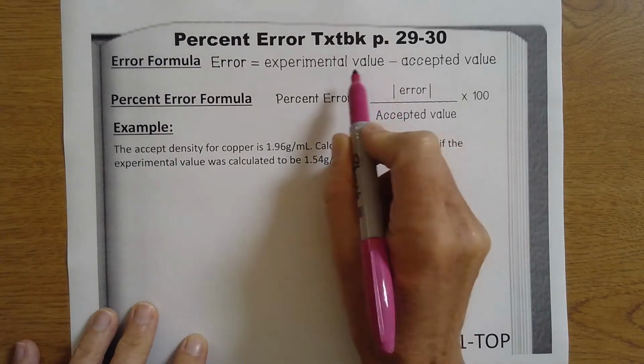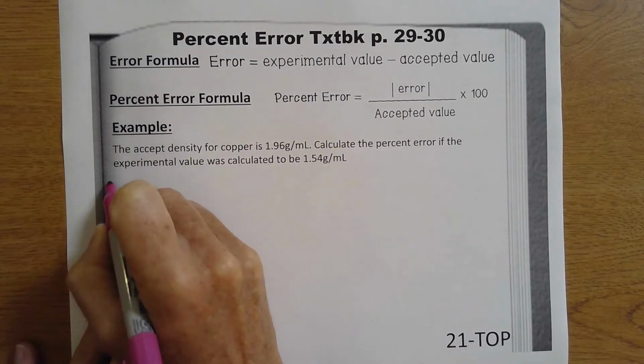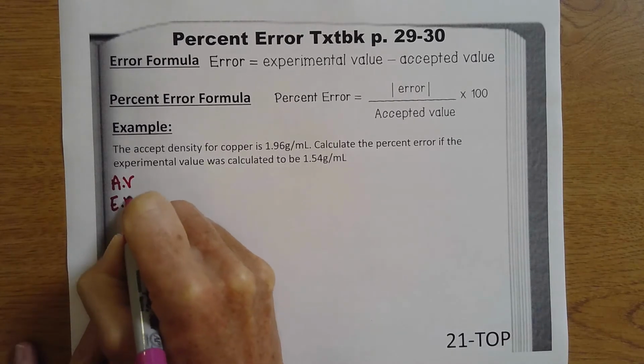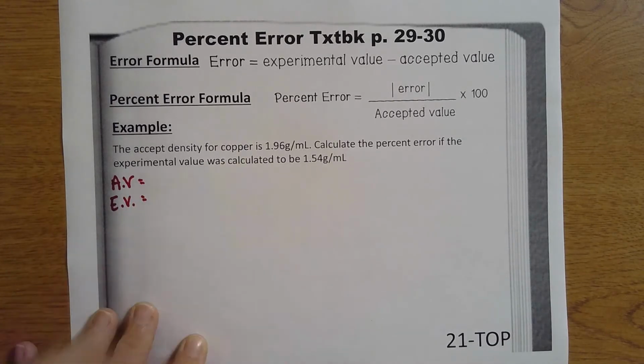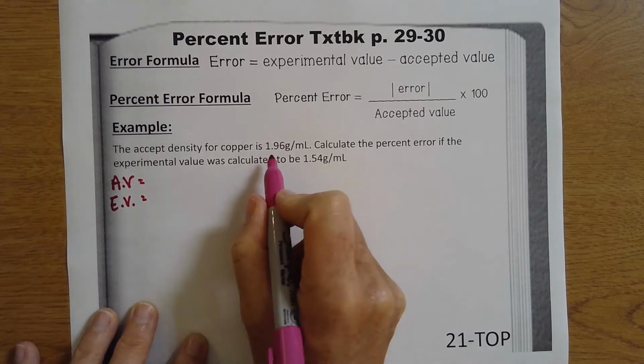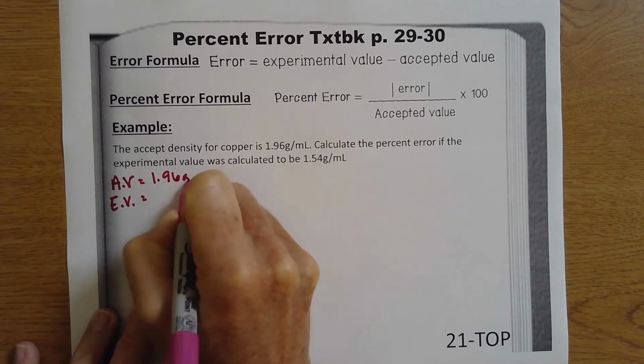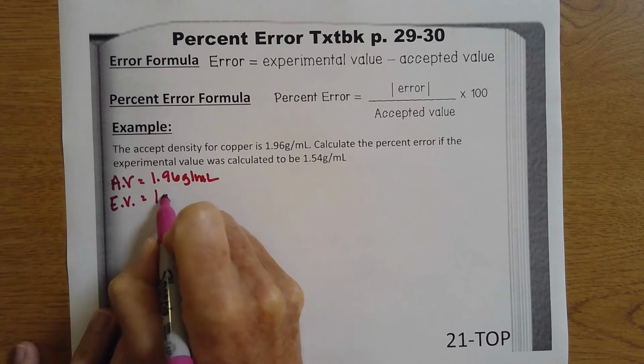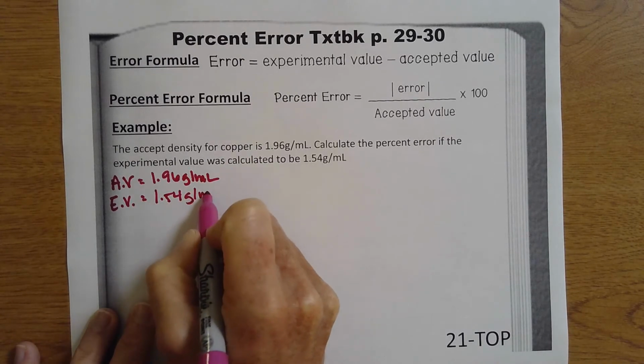These are the two things we're looking for: accepted value and experimental value. So I always list my variables to the side. And the accepted value is 1.96 grams per mil, and the experimental is 1.54 grams per mil.